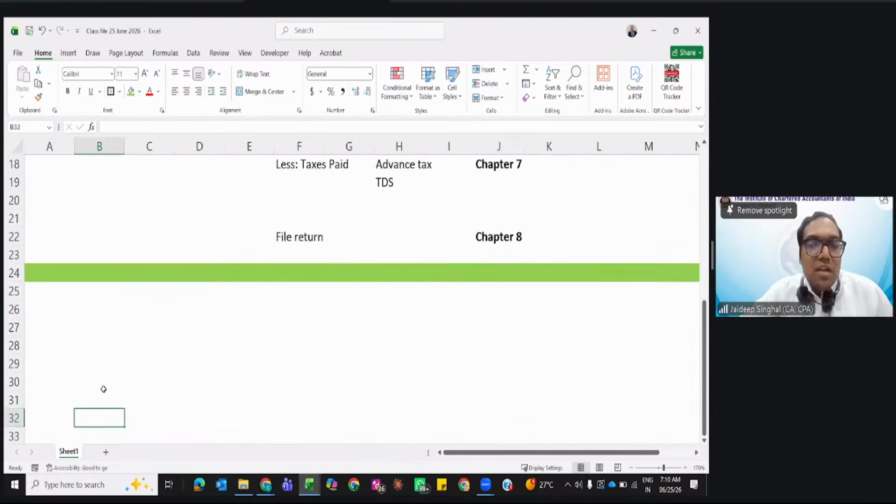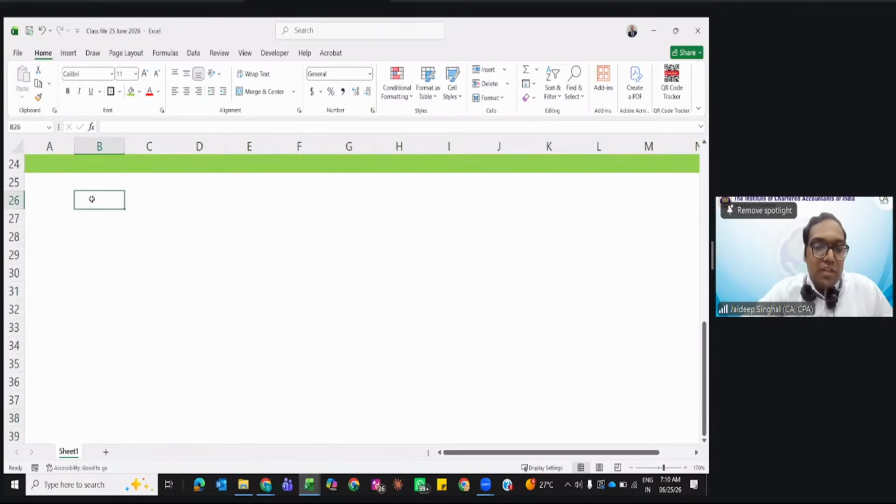Next, let's start with today's topic, clubbing of income. What is the default tax regime? The default tax regime is the new regime, right? If nothing is given in the question, we always assume the new tax regime because that is the default tax regime now. What is the section number for the new tax regime? 115BAC, correct.